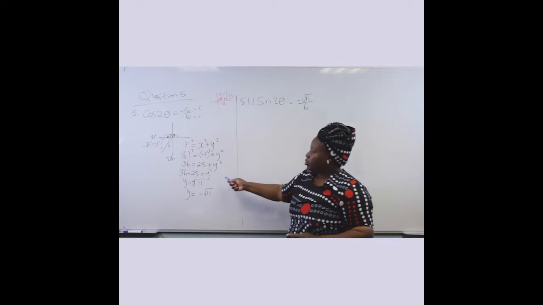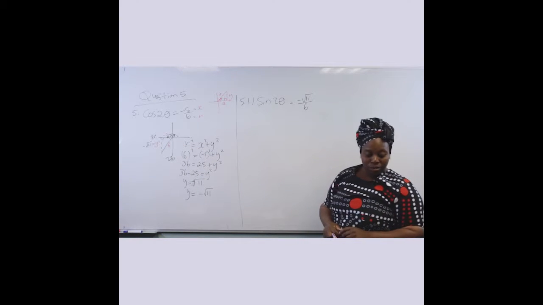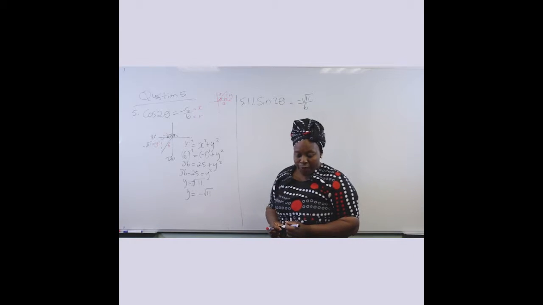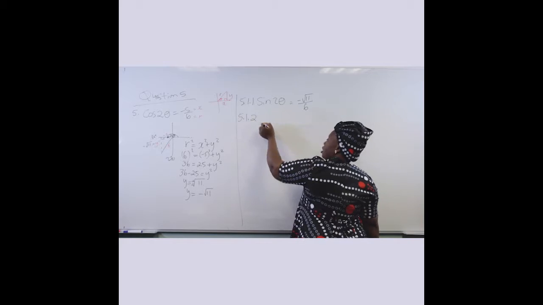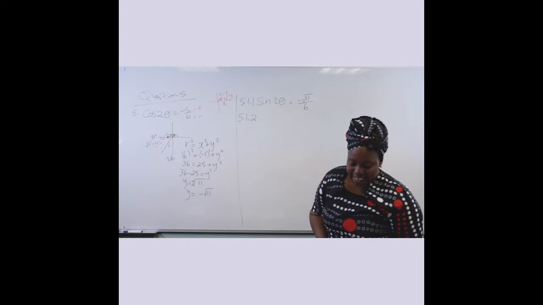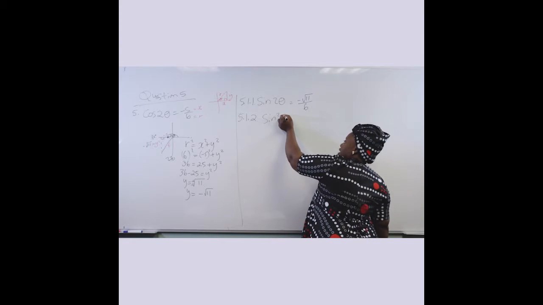Folks, the 3 marks will have run through this 2 that you have started with, and then the other marks will come to that part. Okay, 5.1.2. So let's go to 5.1.2. They said you must find what? Sine squared theta.